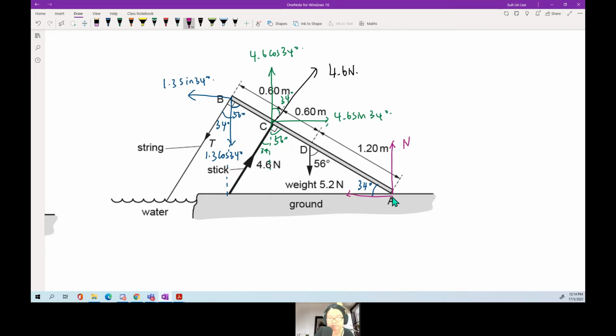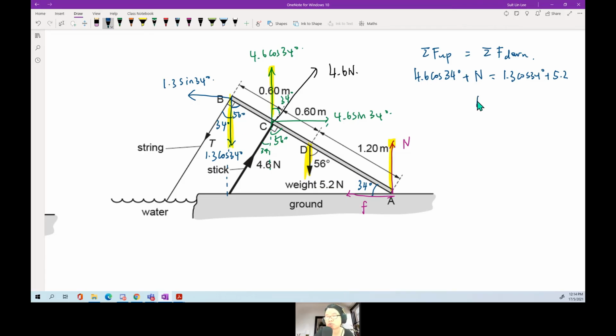Let's say you have friction here. These two also no need to resolve. So you do sum of the upward force law. Sum of upward force is sum of downward force. What's the upward force? 4.6 cos 34 plus n. For downward force, 1.3 cos 34 plus 5.2. So up plus up is equal to the downward force. Okay, then I can find n.